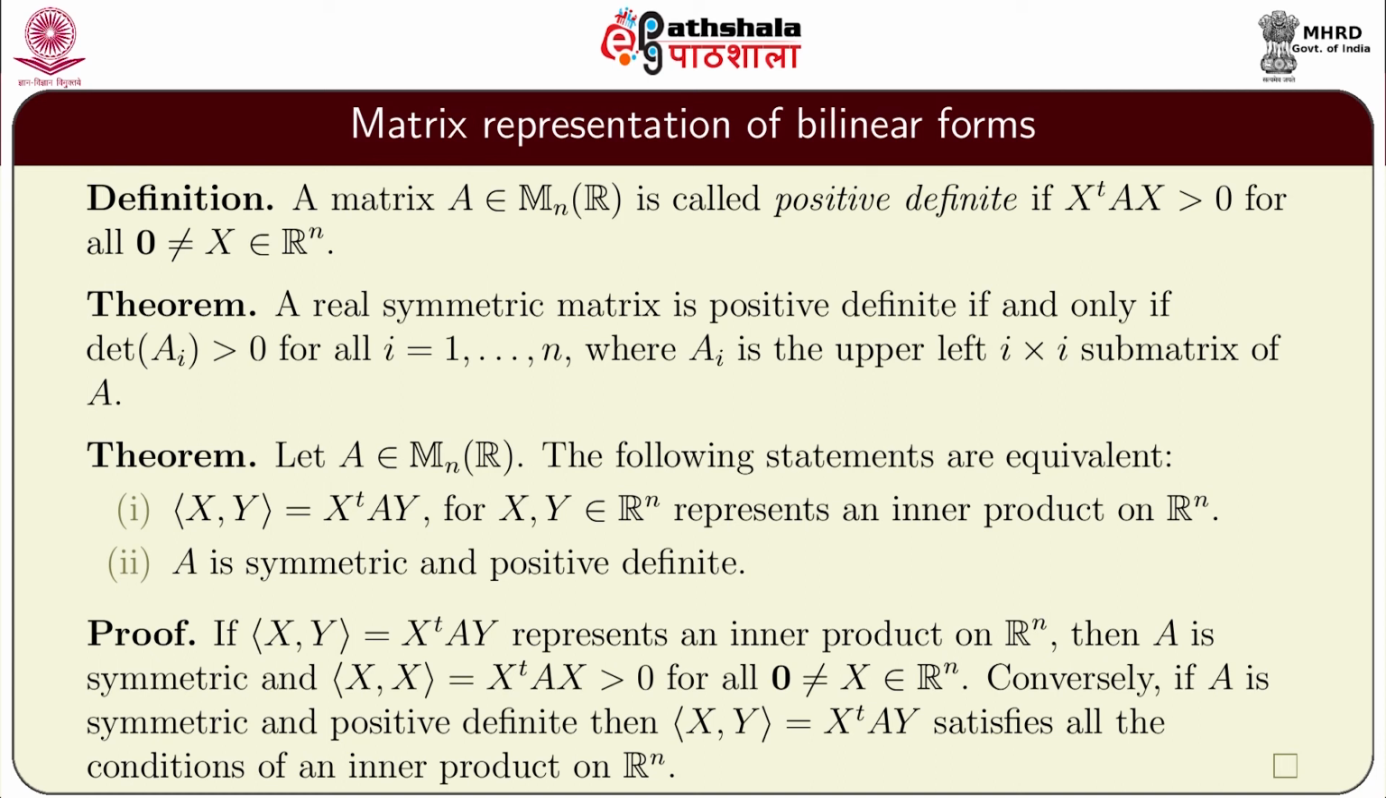Proof: if XY is equal to X transpose AY represents an inner product on Rn, then A is symmetric, because inner product has the symmetry over R, and the inner product XX is X transpose AX, and that should be positive for all X non-zero in Rn. Therefore, we have the positive definite property. Conversely, if A is symmetric and positive definite, then this bilinear form XY equal to X transpose AY satisfies all the conditions of an inner product on Rn.